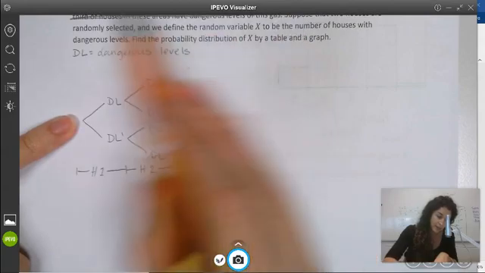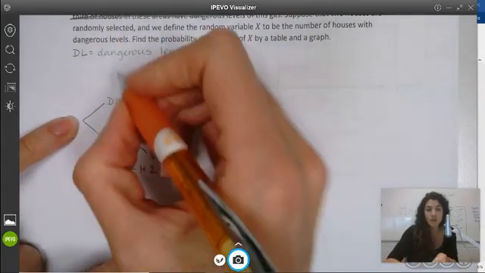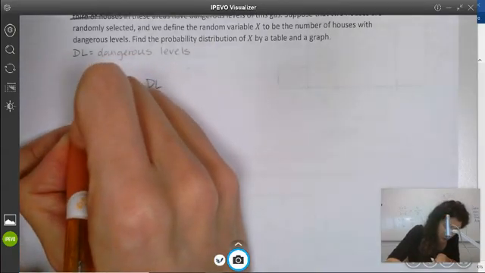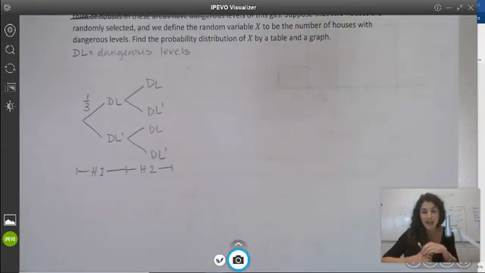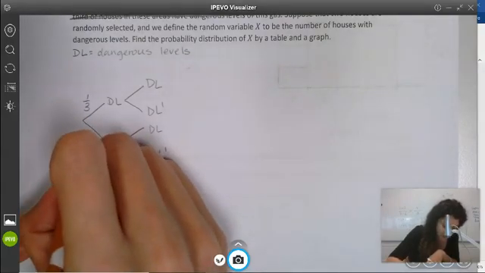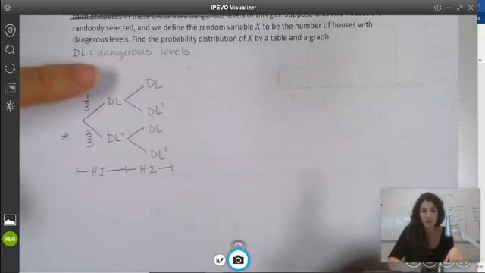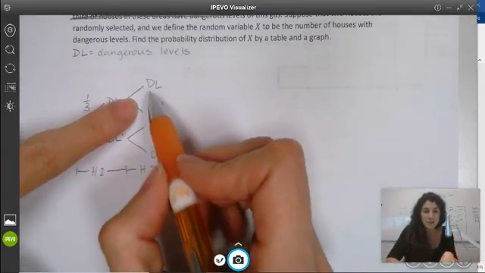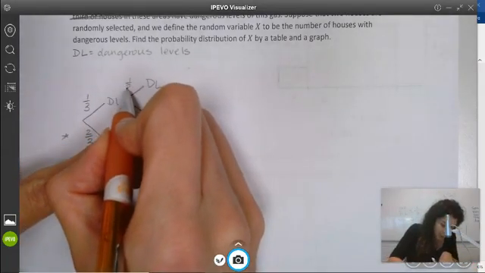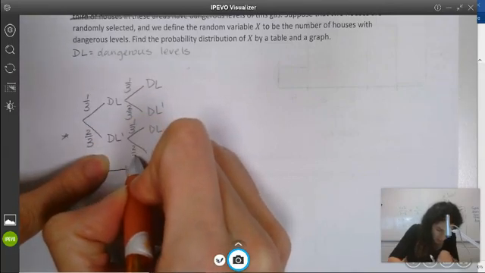It says studies in areas with high levels of radon revealed that 1/3 of houses in these areas have dangerous levels. So a dangerous level probability is 1/3, which means a not dangerous level would be 2/3. 1/3 plus 2/3 makes 1, right? Remember that we always have to add up to 1. And then I continue these probabilities over here. This is still 1/3, this is 2/3, this is still 1/3, and this is still 2/3.